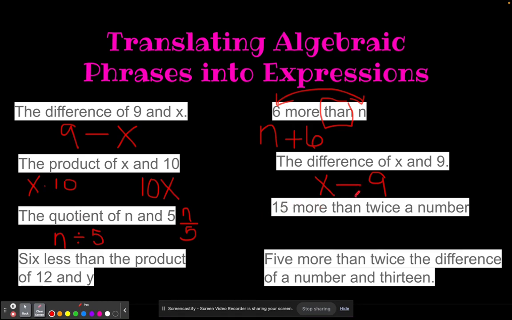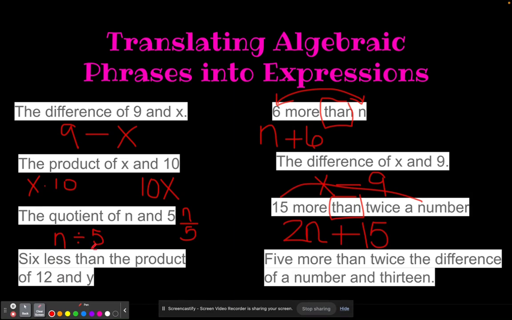15 more than twice the number. So remember, than is your trigger word. It means you're going to switch the order of your stuff. So I want 15 more than what I have to start with. I have to start with twice a number. So I'm going to take 2 and multiply it by a number. So I'm going to just say 2 times n. Twice a number. And I need 15 more than that. So that than word, more than, told me to switch the order.